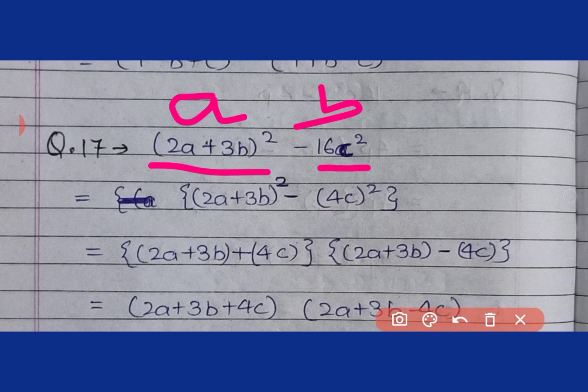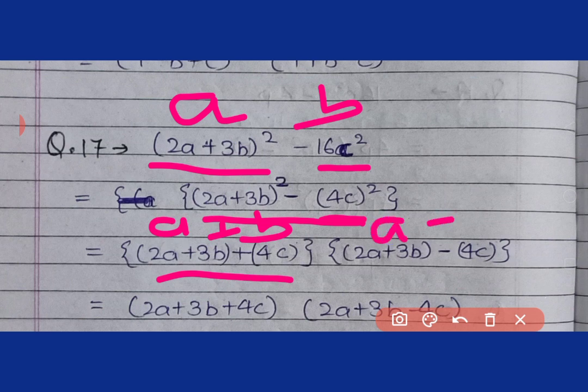But we have to change it, because 16 is a square, but there is no square power given over 16c. So we will break it into the form of (4c) whole square. Now it is in the form of a square minus b square. So it can be written as 2a plus 3b plus 4c, meaning a plus b, and in the second bracket a minus b, meaning 2a plus 3b minus 4c.